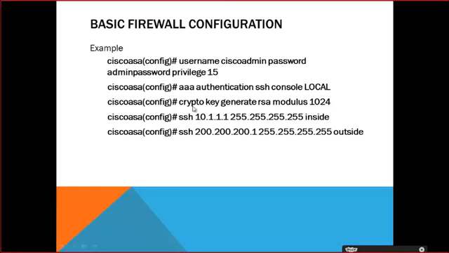Next you need to generate a key: crypto key generate rsa. This is the size of the key. You are enabling SSH version 2. It can be 512 also, but then it will be version 1.